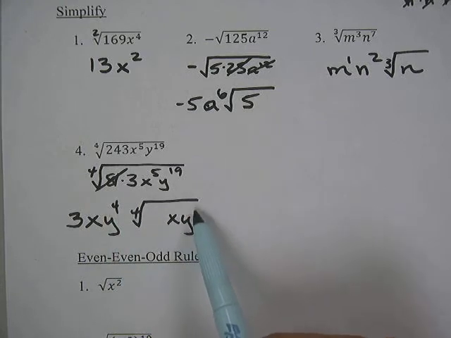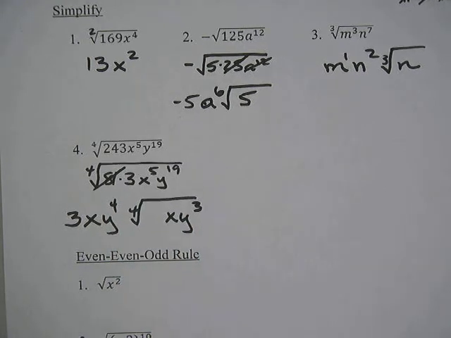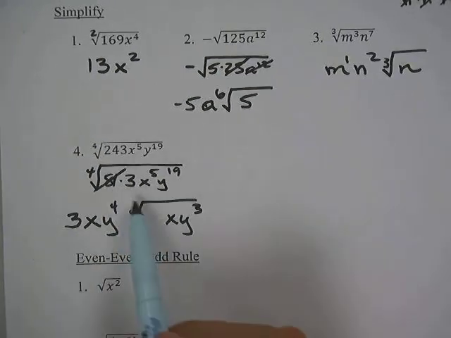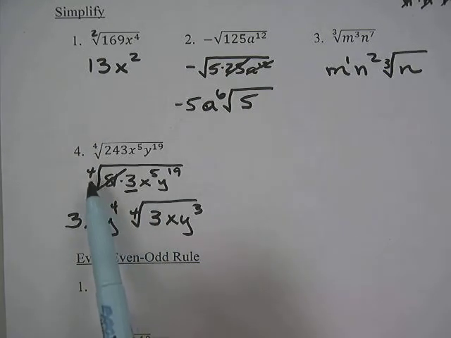And then 4 divides into 19 4 times, but there'll be 3 left over. Now, the only thing we're missing is this 3. I didn't put that in there.